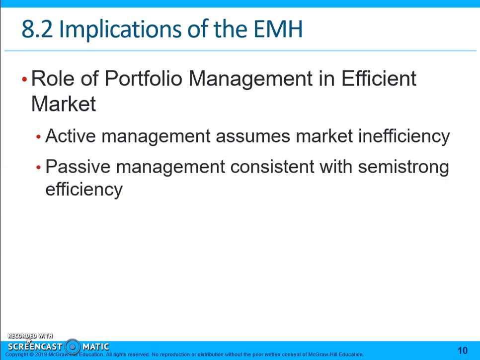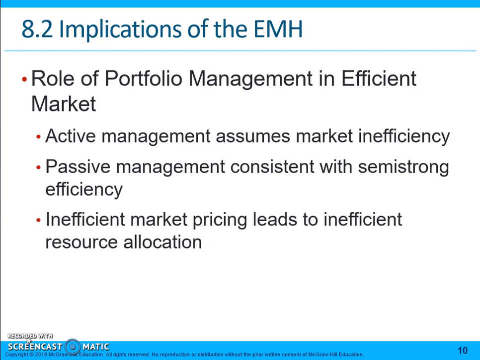Passive investment management is consistent with semi-strong form of efficiency. The idea being that it's difficult to find those mispriced securities. If markets are inefficient, we have inefficient market pricing. That implies that we have inefficient resource allocation. When we consider larger firms, it is likely that those markets are efficient to a sufficient level to imply that the markets are not inefficient, but that may not necessarily be the case with some smaller firms.